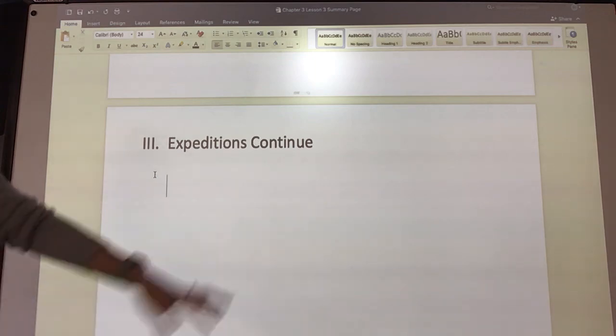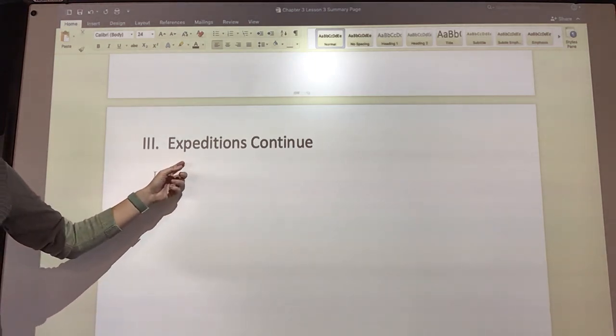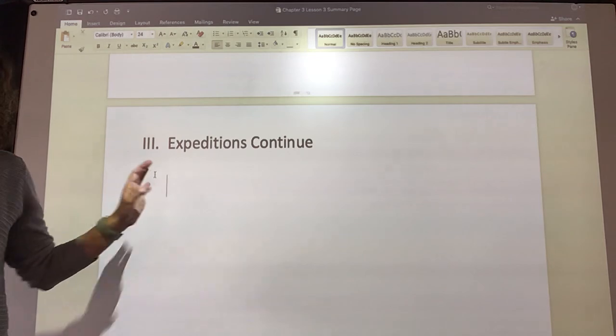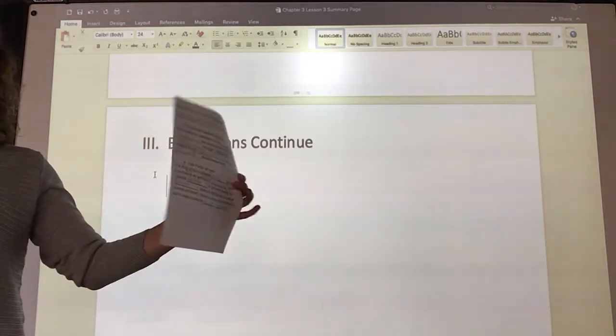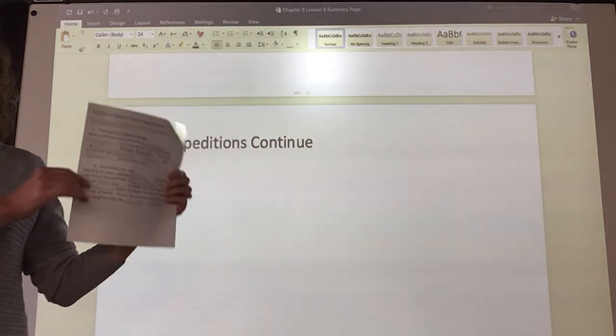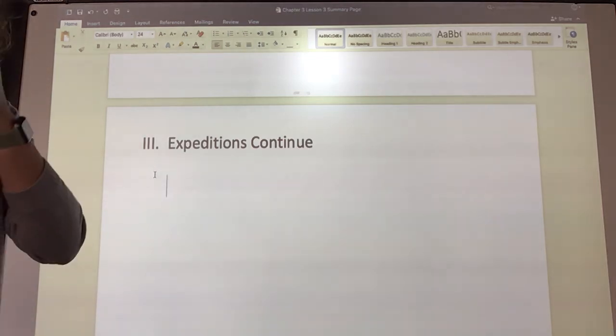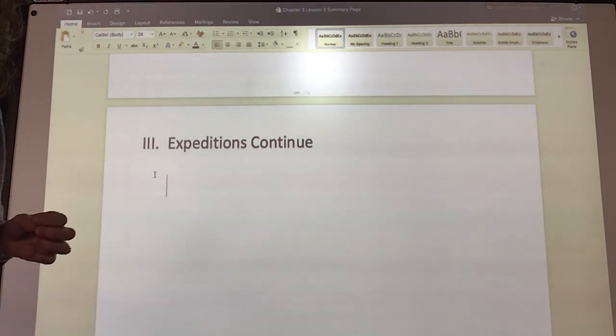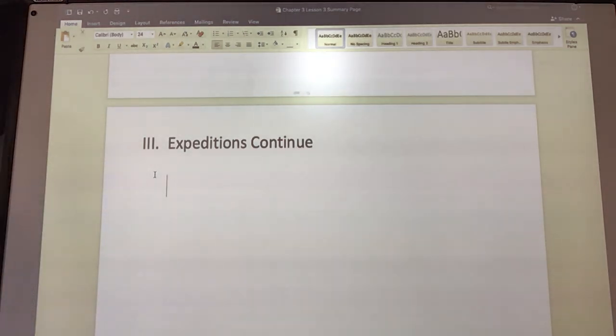All right, so getting ready. Chapter 3, Lesson 3, notes continued. Don't throw this away because this has notes for the first half of your lesson. Okay? All right. What is an expedition? Let's start there. We need to kind of know, so we're doing that preview part. We can still ask questions.